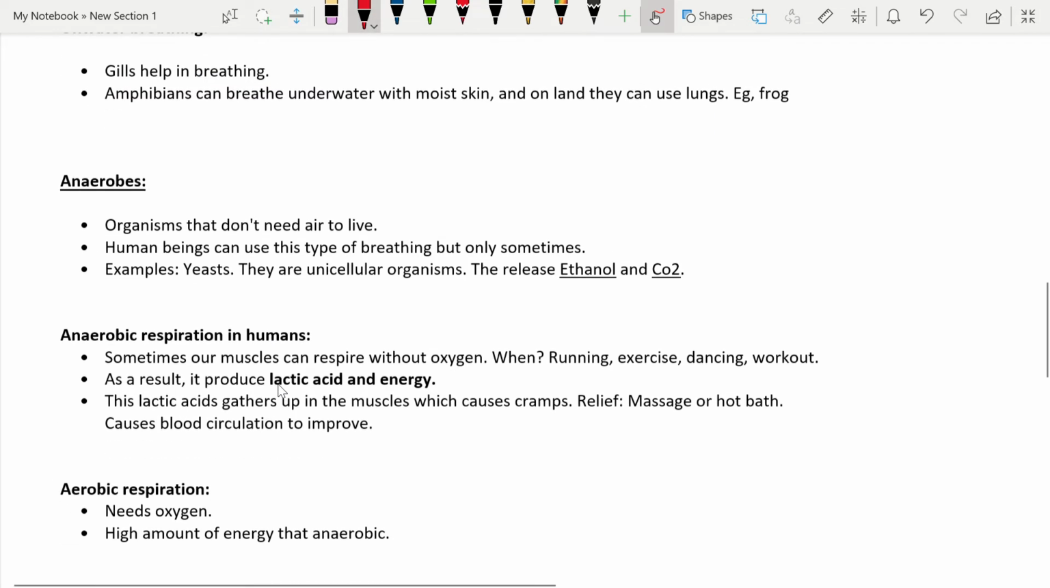Anaerobes are organisms that don't need air to live. Human beings can use this type of respiration, but only sometimes. Examples are yeasts. They are unicellular organisms, and they release ethanol and CO2 while respiring.